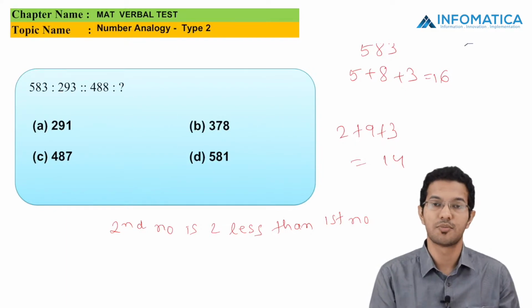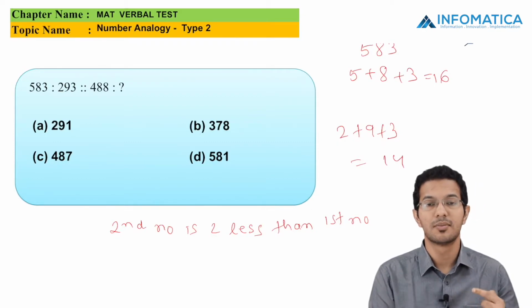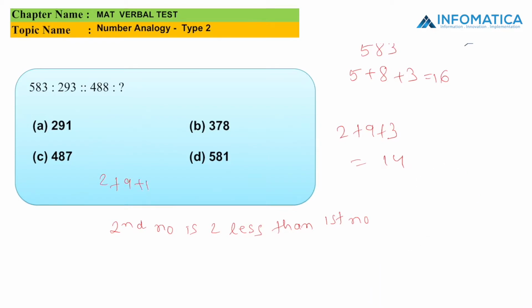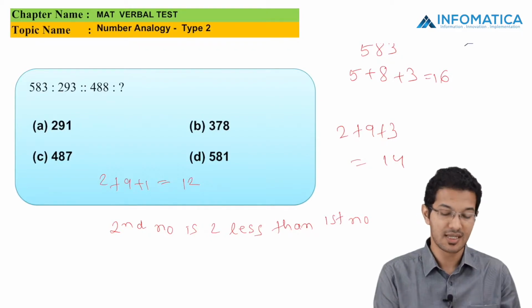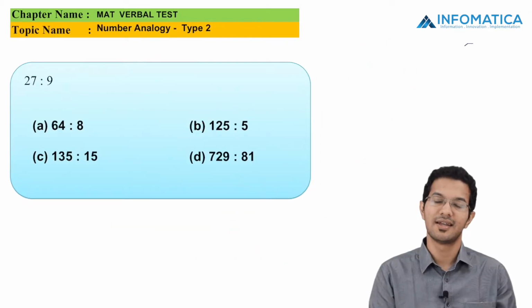So let us check the options. The first option says 291, which is 2 plus 9 plus 1, adding up to 12. If I take option B, which is 378, it is nothing but 3 plus 7 plus 8, which gives you 18. So this is what was required. So we have got option B to be 18. That is our right answer. Let us see the next MCQ.